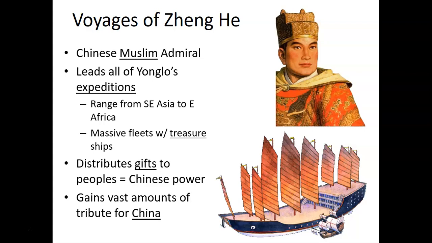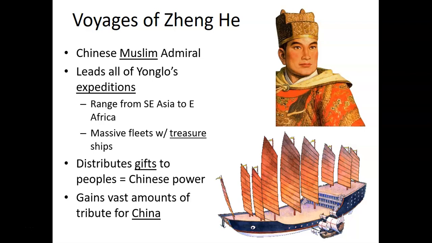And these fleets are massive, and they have these giant treasure ships. As you can see in the picture below, that's a to-scale rendering of what one of the Chinese treasure ships under Zheng He would be if it was next to just one of the ships that Columbus used to sail across the Atlantic Ocean in 1492. You can see they're much, much bigger.